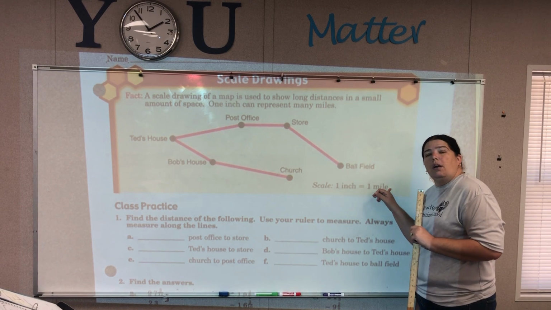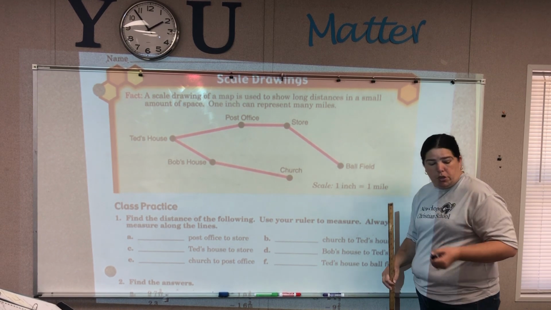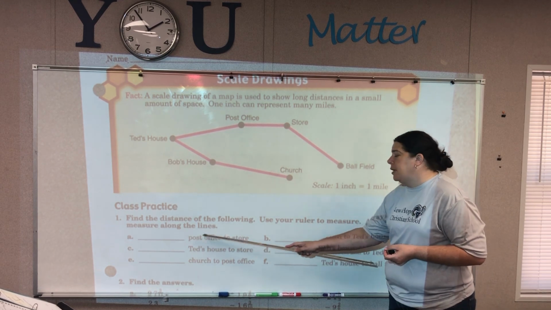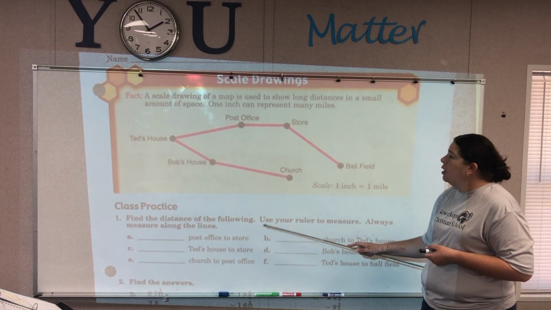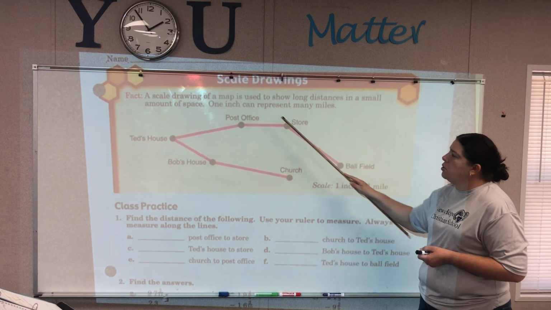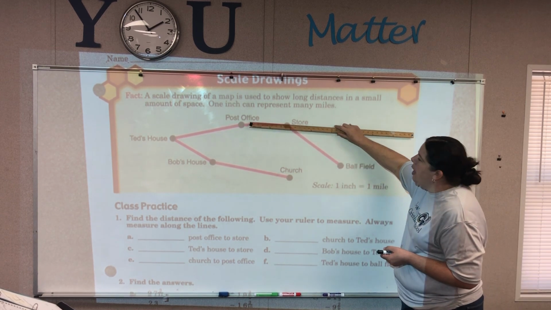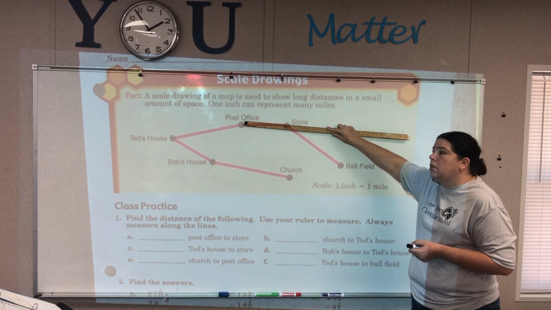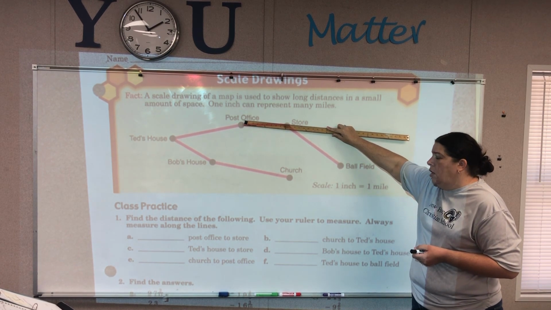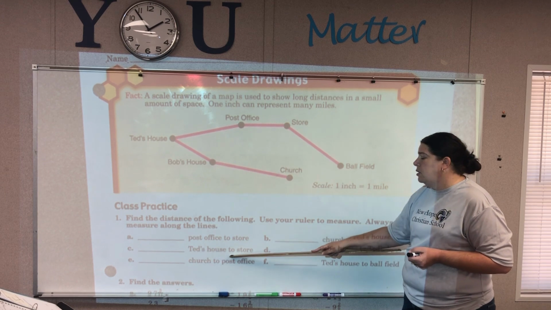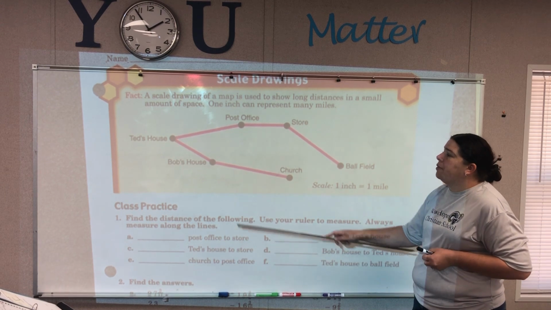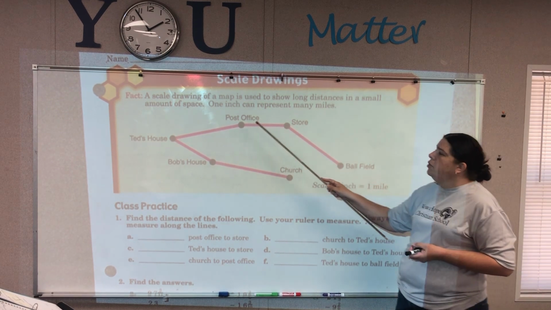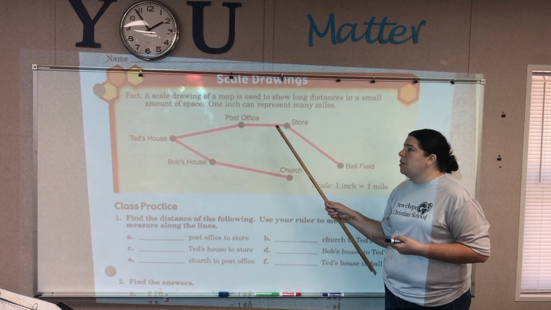So if you have a ruler at home, which I hope you do, you're going to measure from the post office to the store. When you do that, you should get about 9 inches. Okay, 9 inches. From Ted's house to the store. Now, you say, but Mrs. Bess, there's something in the middle.